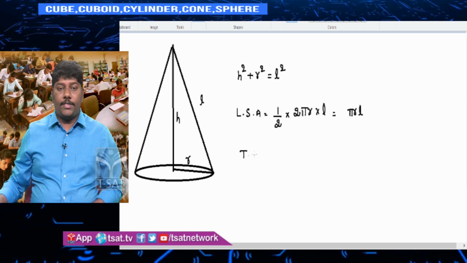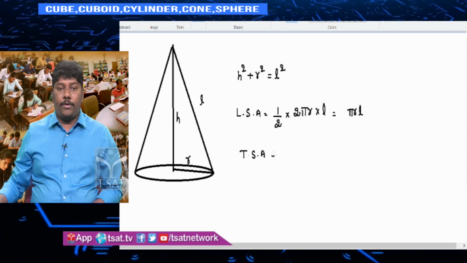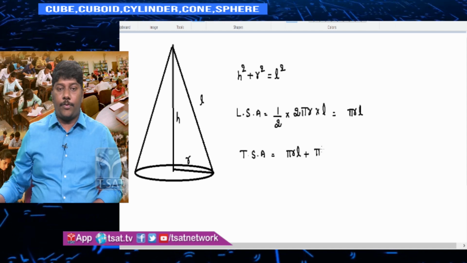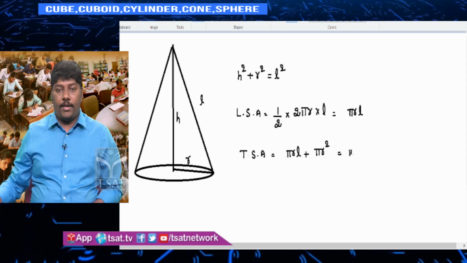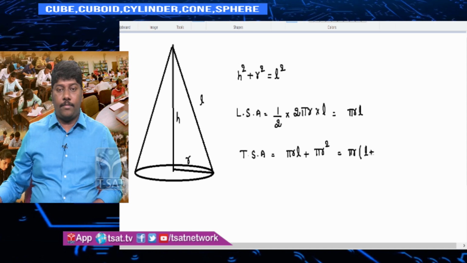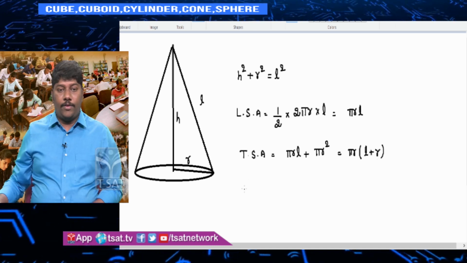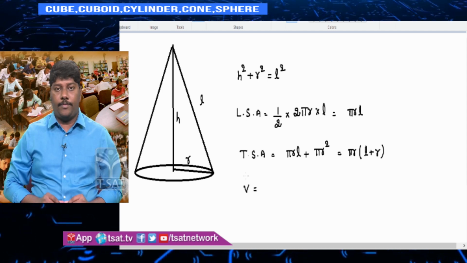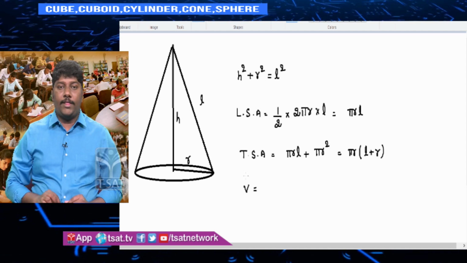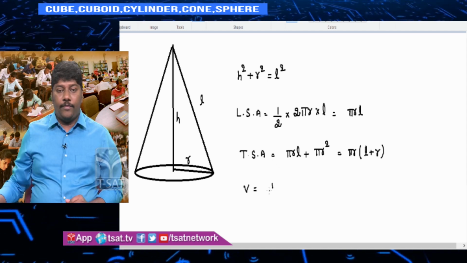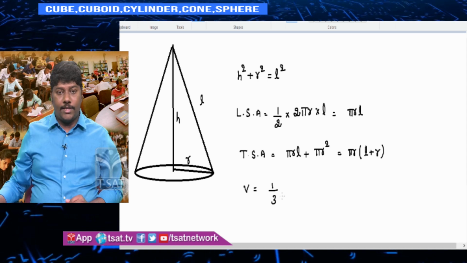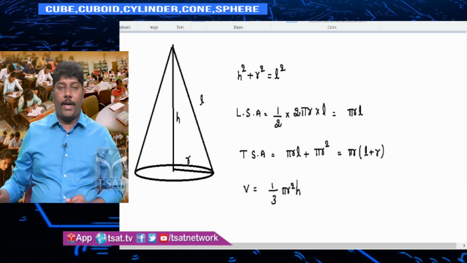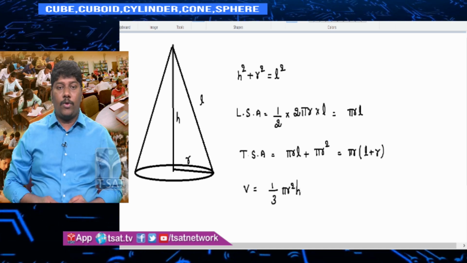What is the total surface area of a cone? Total surface area of a cone is, to the lateral surface you add the base area, pi r square. Therefore, taking pi r common, you will get pi r into L plus r. Now, what is the volume? Volume of a cone with the same dimensions is simply 1/3 of the prism volume. Prism means here cylinder. So, 1/3 of the volume of the cylinder. If the dimensions are the same, 3 cones equal 1 cylinder in terms of volume. 1 by 3 pi r square h is the volume of the cone.